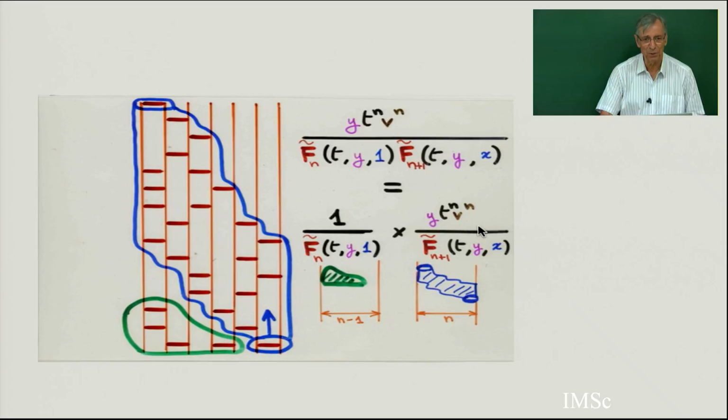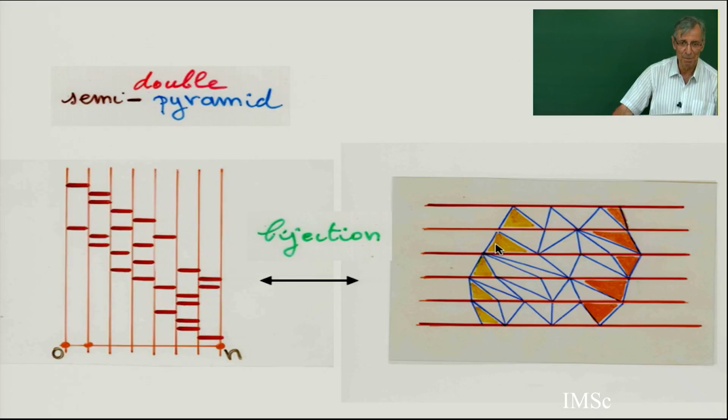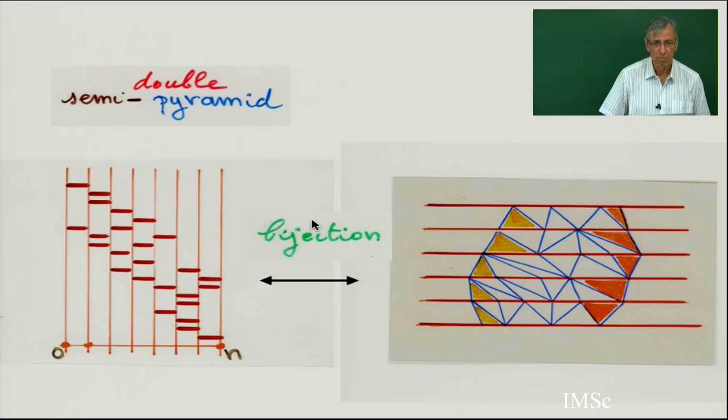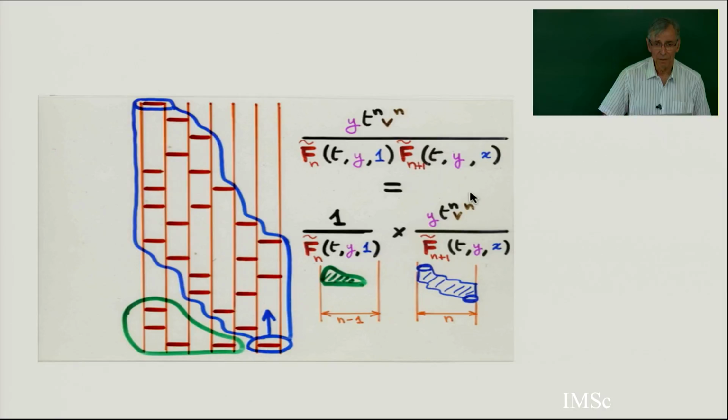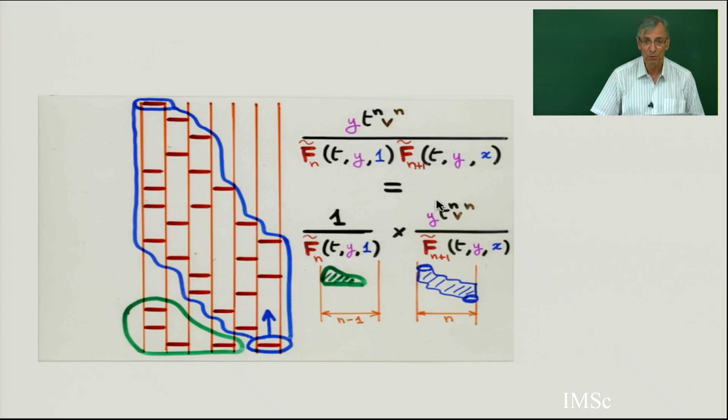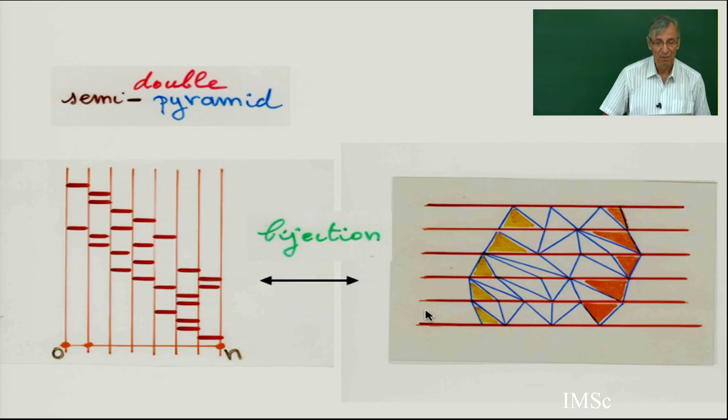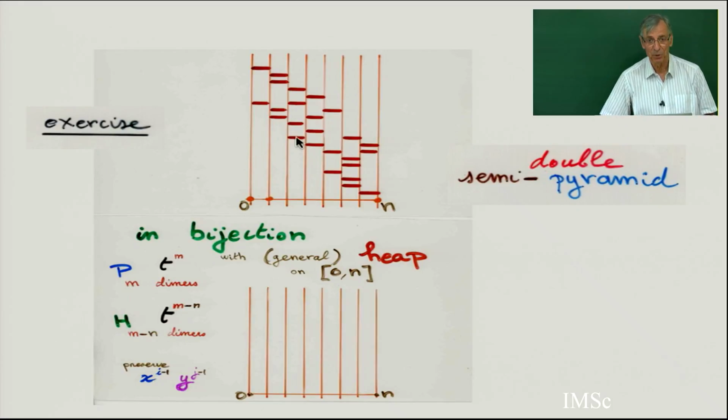This is the generating function for double semi-pyramids. It's interesting because a double semi-pyramid is exactly in bijection with this triangulation, which was considered by Di Francesco and his co-authors in the second paper I showed you. They have this special case of triangulation. And I claim, proposition, that the generating function for double semi-pyramids is exactly given by this, which is the generating function for general heaps, up to a modification of the numerator. In fact, there is a bijection between double semi-pyramids and general heaps on 0 to n.